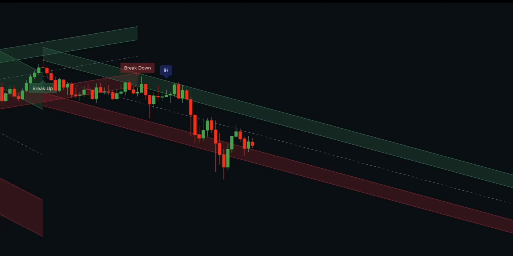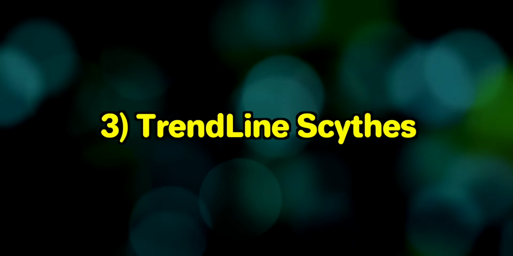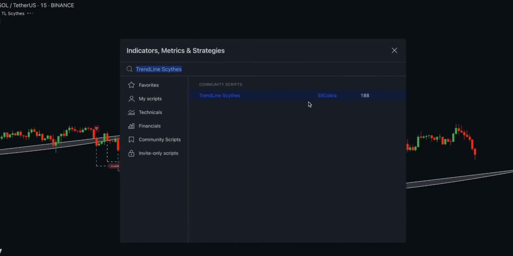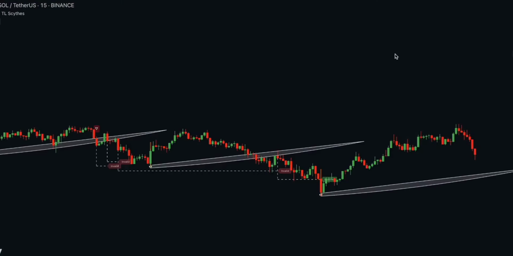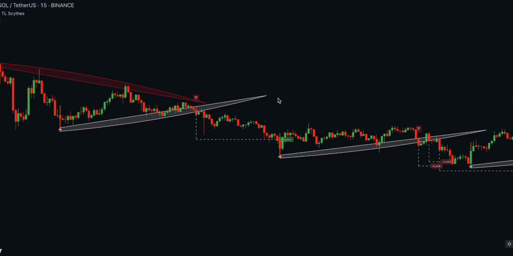to my next pick. The indicator in 3rd place is the Trend Line Scythes by Eli Cobra. I can assure you, you have not seen such an indicator on TradingView yet. This tool automatically detects and draws special curved trend lines, resembling scythes or blades, based on pivotal points in price action. These trend lines adapt to the volatility of the market, providing a unique perspective on trend dynamics.